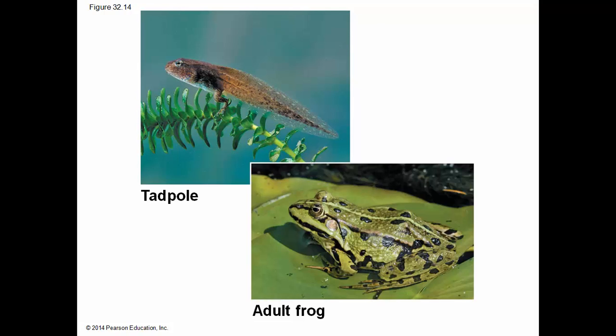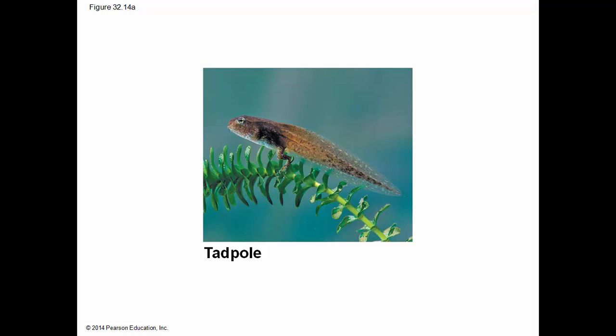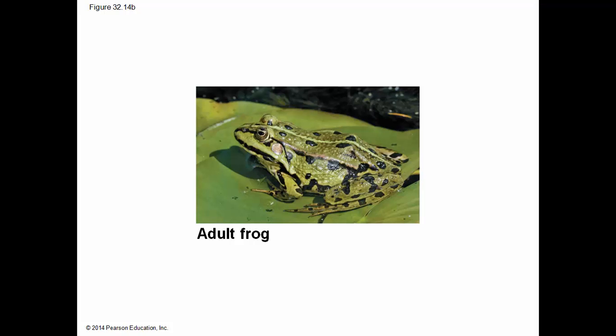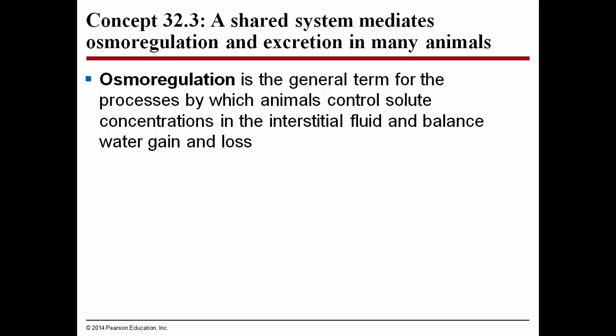Okay, so here is the hormone thyroxine, which is responsible for the reabsorption of the tadpole tail into the frog as the frog develops into the adult form. There's a tadpole, there's a frog. A shared system mediates osmoregulation and excretion in many animals. Okay, now we're getting closer to the function of the kidney.